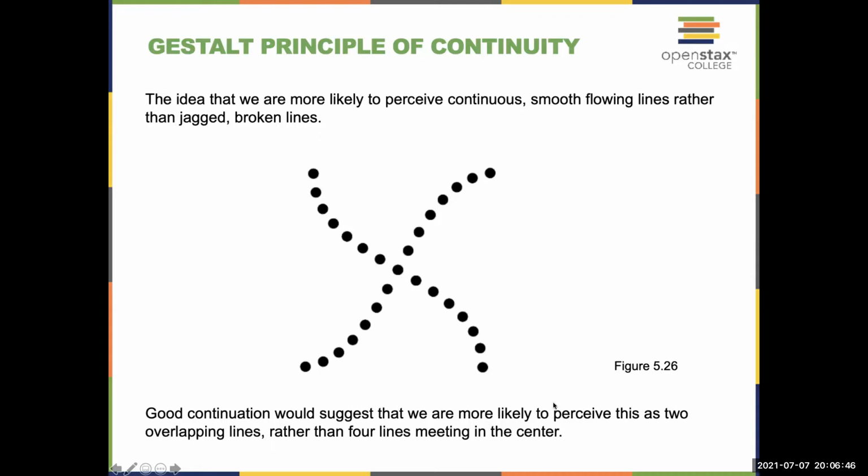Rather than seeing four separate lines, one line, two lines, three lines, four lines, it's more likely that we're actually perceiving two continuous lines crossing over each other. That is the point of good continuation.